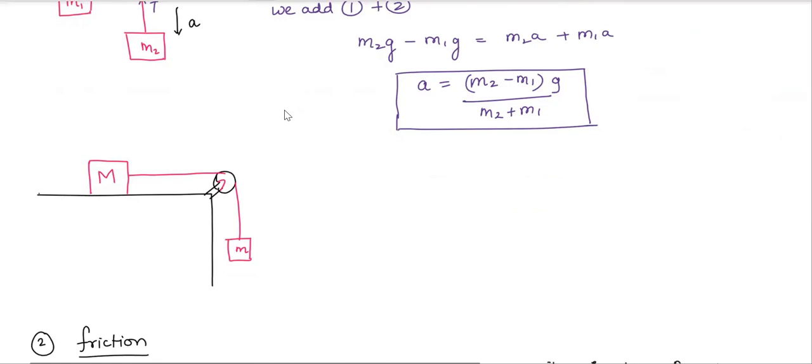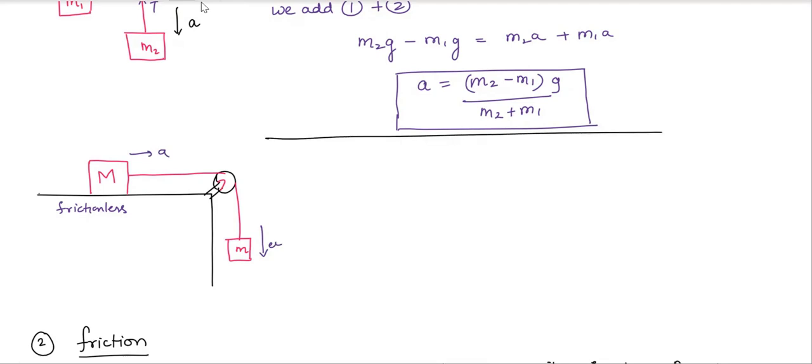Now in this particular scenario, let's say I want to figure out the acceleration. This is, let's say, a frictionless surface, and they are both accelerating in this direction. To figure out the acceleration in this scenario, I will again draw a free body diagram. For mass M, there are only two vertical forces: a normal force, and a weight Mg. But in the horizontal direction, there will be only the tension acting in this particular form.